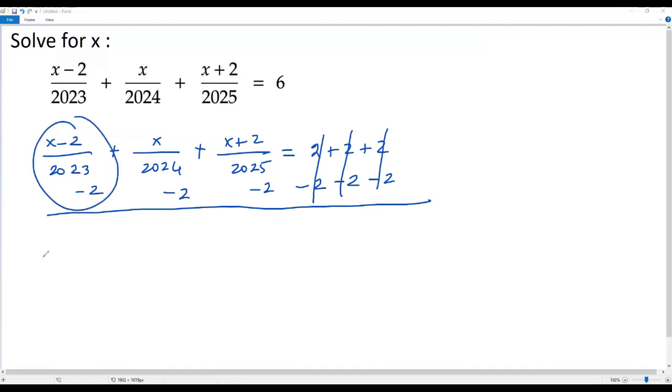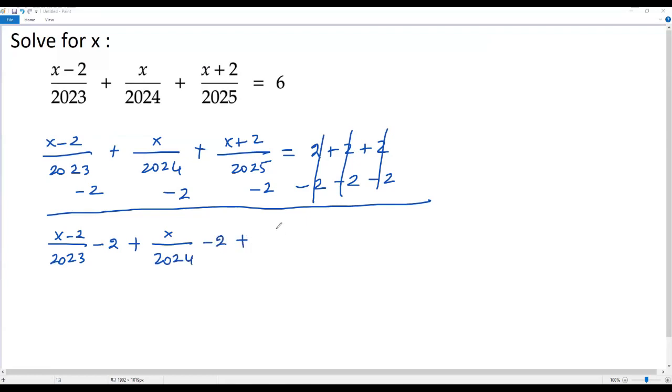So let me write this over here. I get (x − 2) over 2023 − 2, plus x over 2024 − 2, plus (x + 2) over 2025 − 2, equals, on the right side nothing is there because all of them are cancelled, so we get 0. Now first let me simplify this.